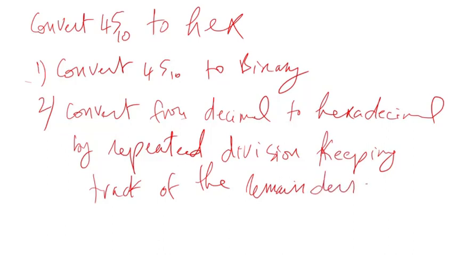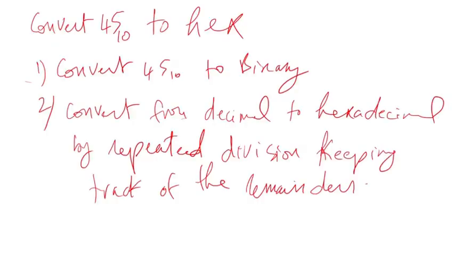And I would recommend watching the previous video that I made on how to convert from decimal to binary. I'll go through this example. Here's what I will do. I'll convert from decimal to binary, then binary to hexa. So basically I'll start with option 1: convert 45 to binary, then binary to hexa.